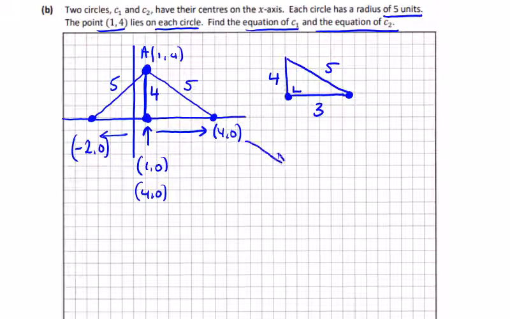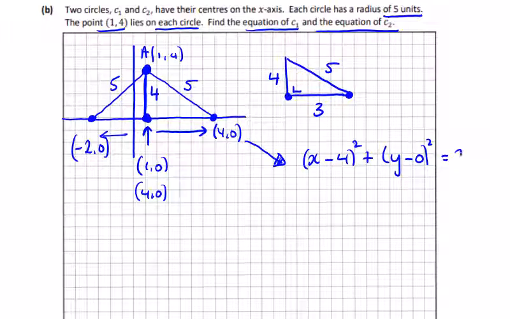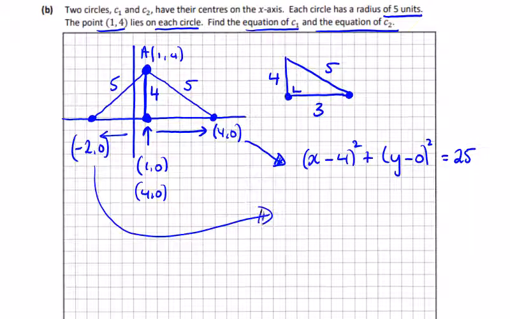So the equation of this circle, (x minus the x coordinate of the center) to be squared plus (y minus the y coordinate of the center) to be squared. You could just write y squared, equals the radius to be squared, which is 25. And the equation of this one is (x minus minus 2) to be squared plus y squared. You can write these either way, is equal to 25.